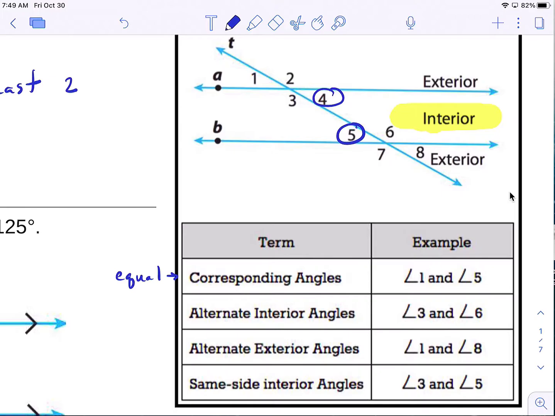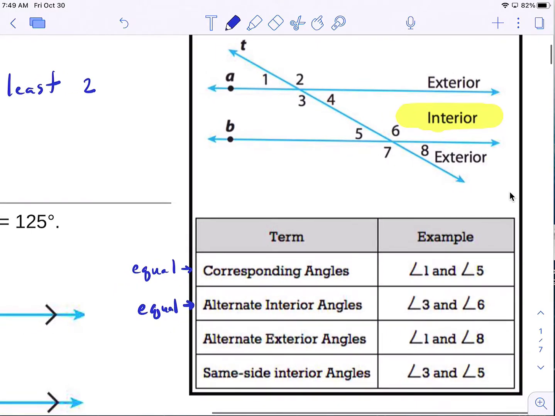And like corresponding angles, alternate interior angles are also all equal to each other. So angles 3 and 6 are equal. Angles 4 and 5 are equal to each other as well.